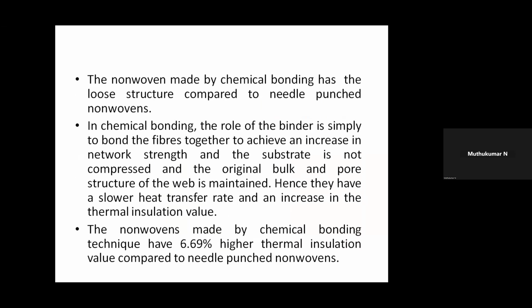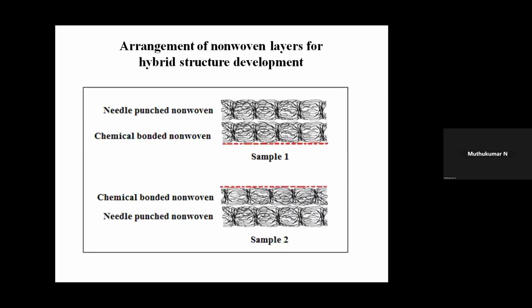While comparing the bonding techniques, the nonwoven made by chemical bonding has a looser structure compared to needle punch nonwovens. In chemical bonding, the role of the binder is simply to bond the fibers together to achieve an increase in network strength, and the substrate is not compressed, so the original bulk and porous structure of the web is maintained. Hence, they have a slower heat transfer rate and an increase in thermal insulation value. So the nonwovens made by the chemical bonding technique have 6.69% higher thermal insulation value compared to needle punch nonwovens.